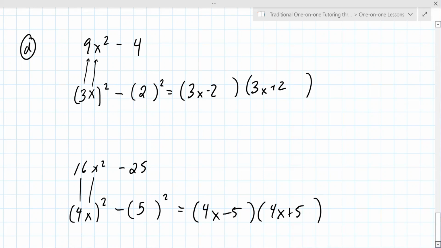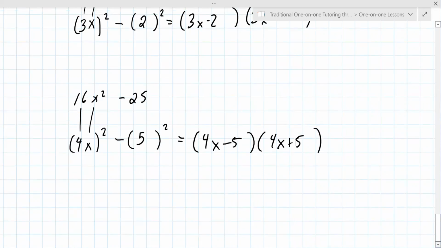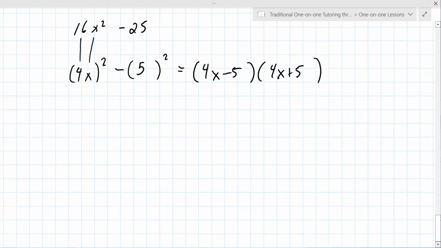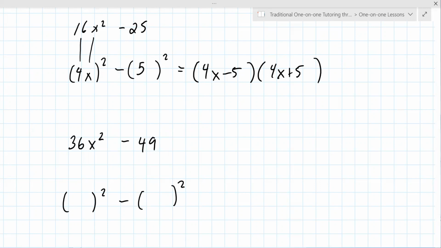So let me give you one more here to try. Let's try this one. You got to figure out what goes in parentheses. It's just like the last one, except just different numbers. Let me know if you have any questions on that.